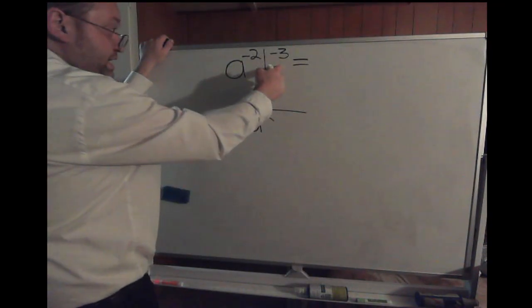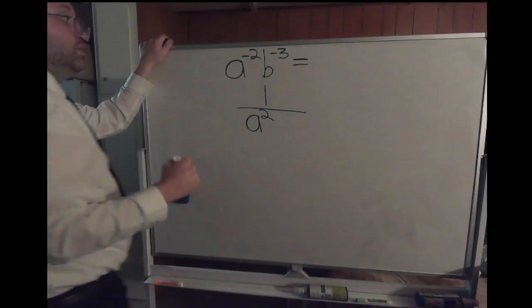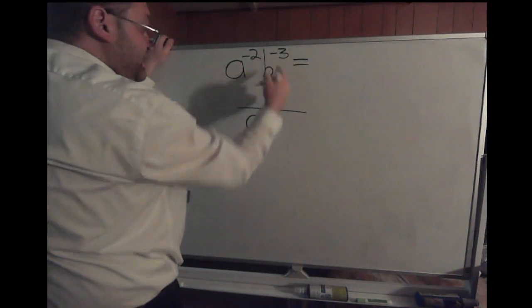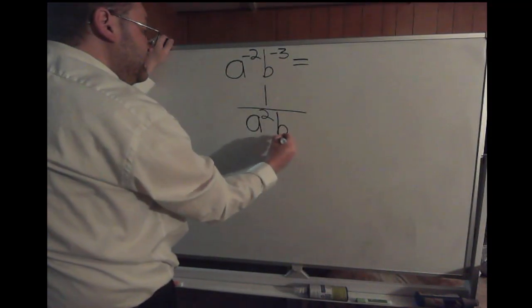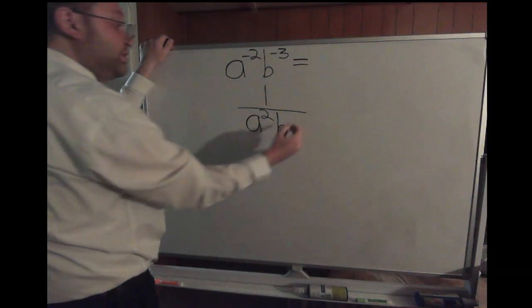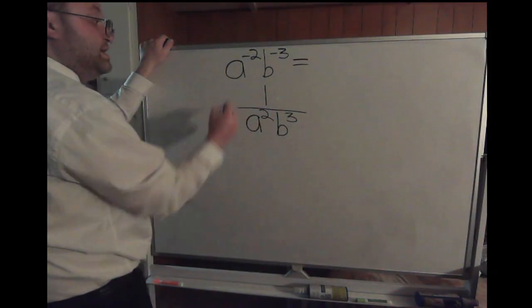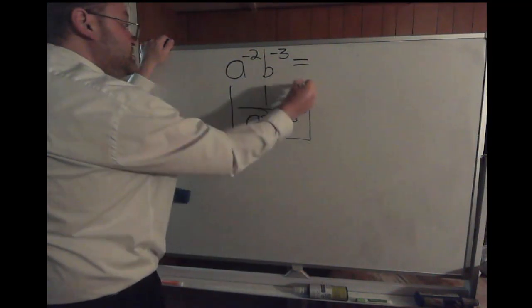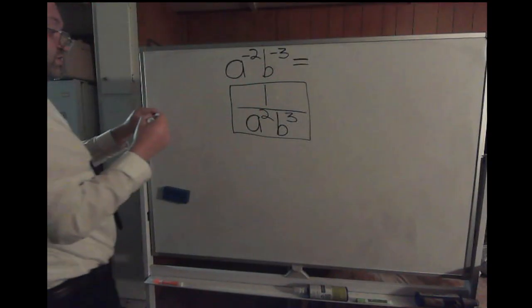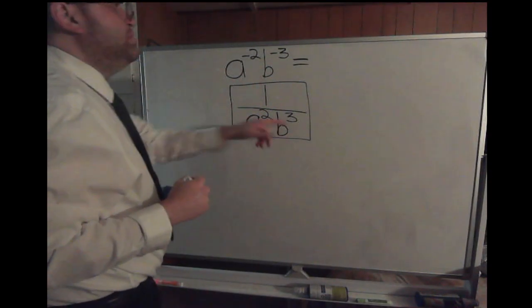Same with your b. You have b to the negative third. So since it's negative, you'll put your b in the denominator. That negative 3 becomes a positive 3 in the denominator. So the answer you should get for this is 1 over a to the second, b to the third.